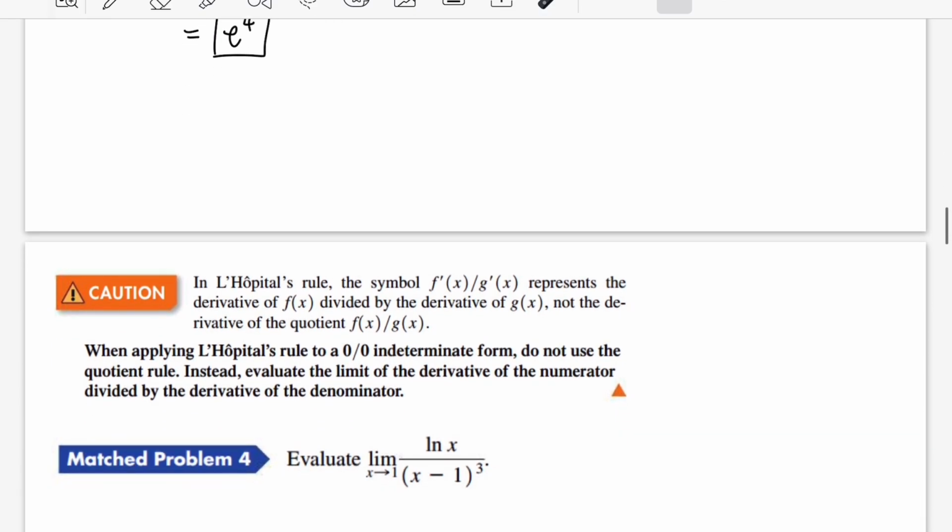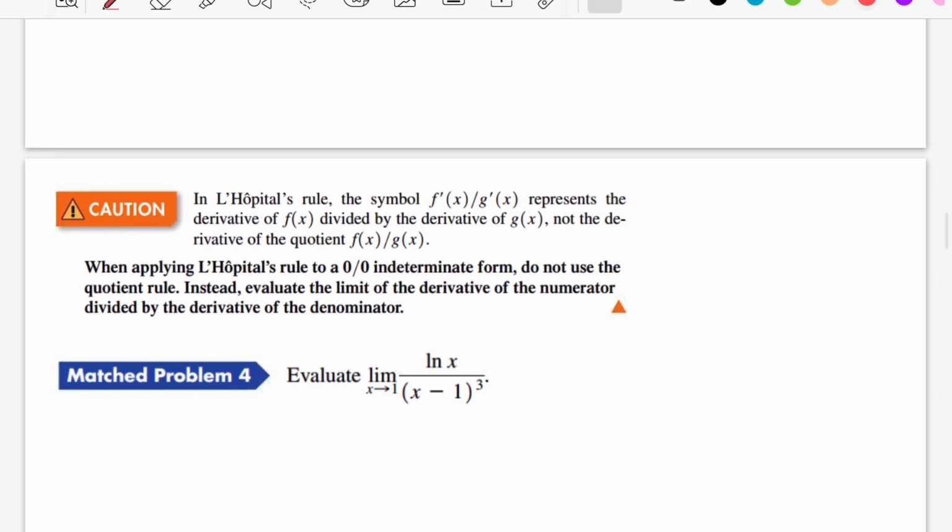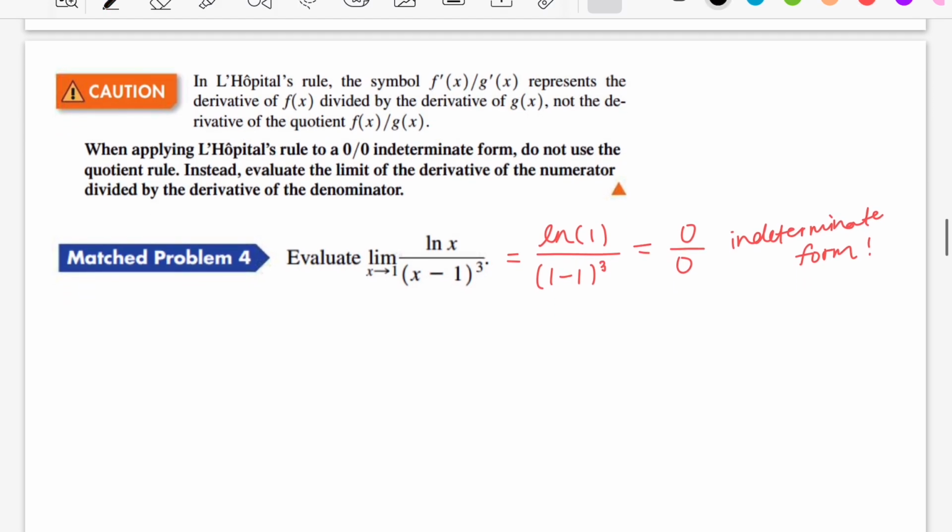Alright, so let's look at another example here. We know that this is going to end up being this here. We know that ln of 1 is 0, and then we have 1 minus 1 cubed, which is 0. So we do have indeterminate form, so we'll use L'Hopital's rule. So if we want to evaluate this limit, we can just take the derivative of these functions separately.